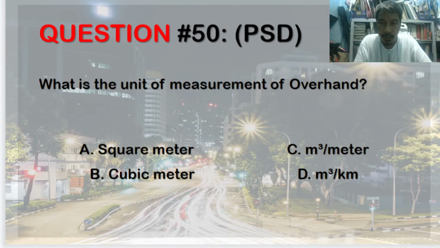And number 50. What is the unit of measurement of overhaul? A. Square meter, B. Cubic meter, C. Cubic meter per meter, D. Cubic meter per kilometer. What is the unit of measurement for overhaul? A. Square meter, B. Cubic meter, C. Cubic meter per meter, D. Cubic meter per kilometer. Okay, so that's all for the quiz.